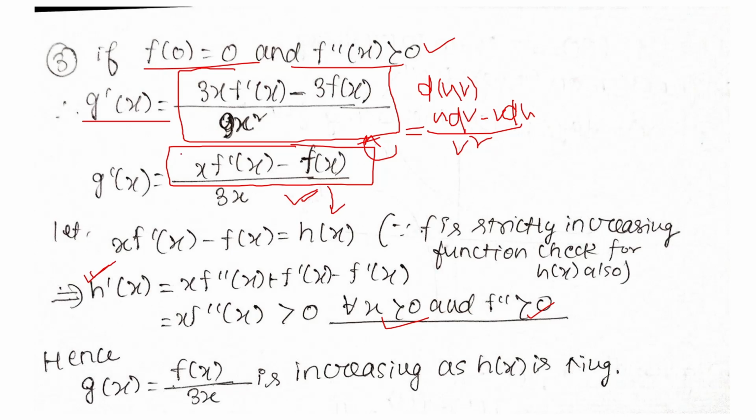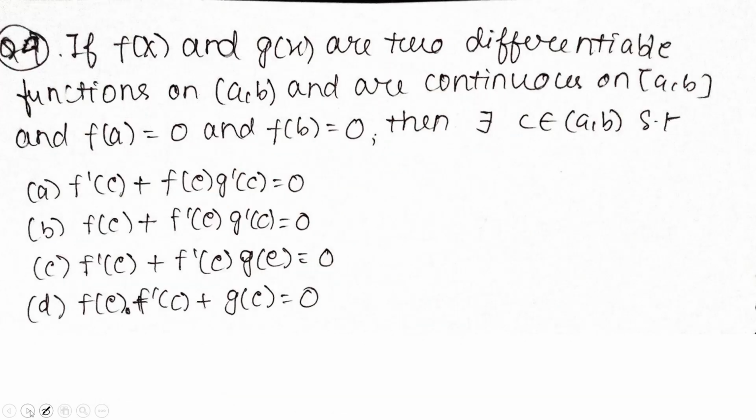So primarily this term is greater than 0. It is obviously greater than 0, because 3 is greater than 0 and x is greater than 0. So it is greater than 0, which implies that g(x) is what? g(x) is increasing. So this is the answer. So go to the next slide.